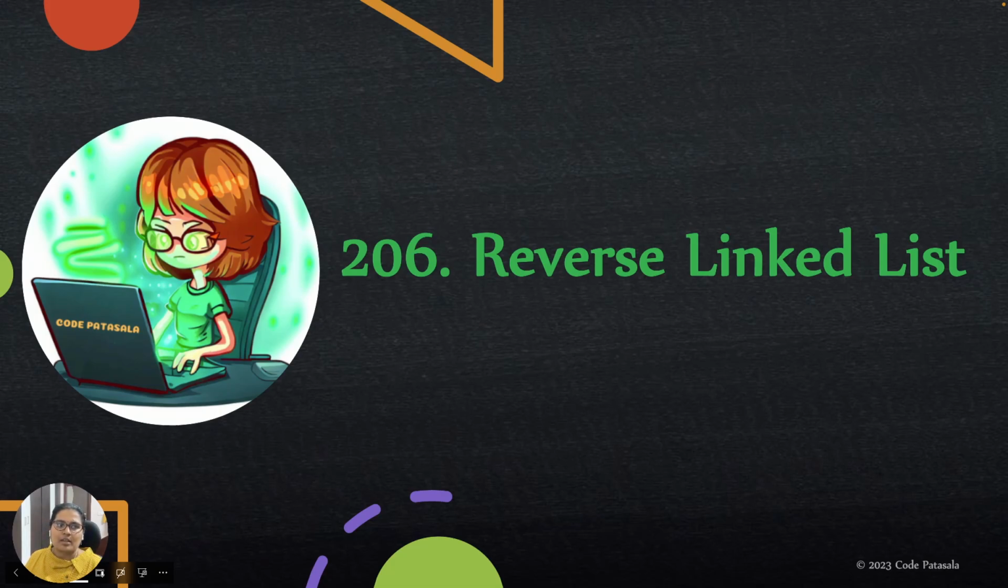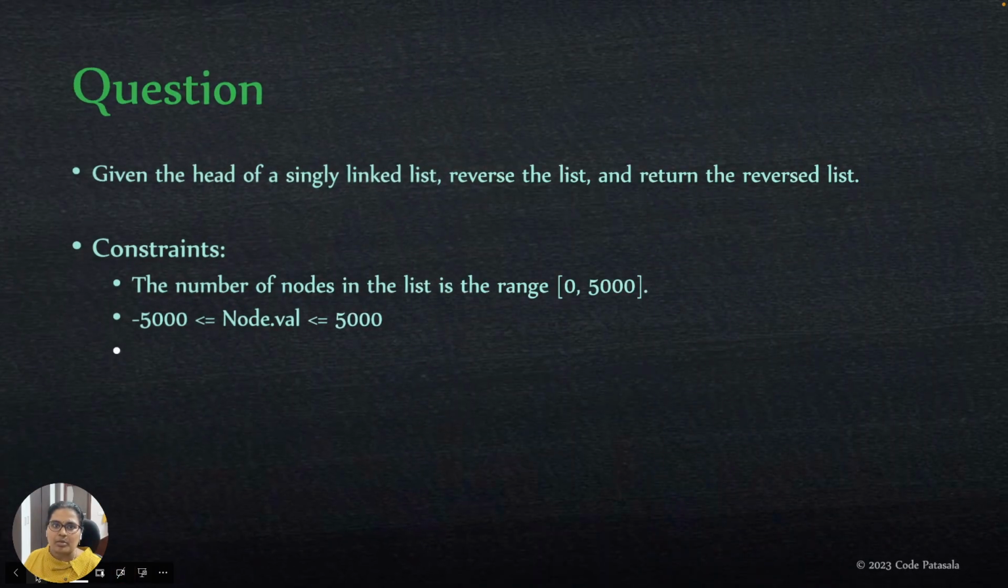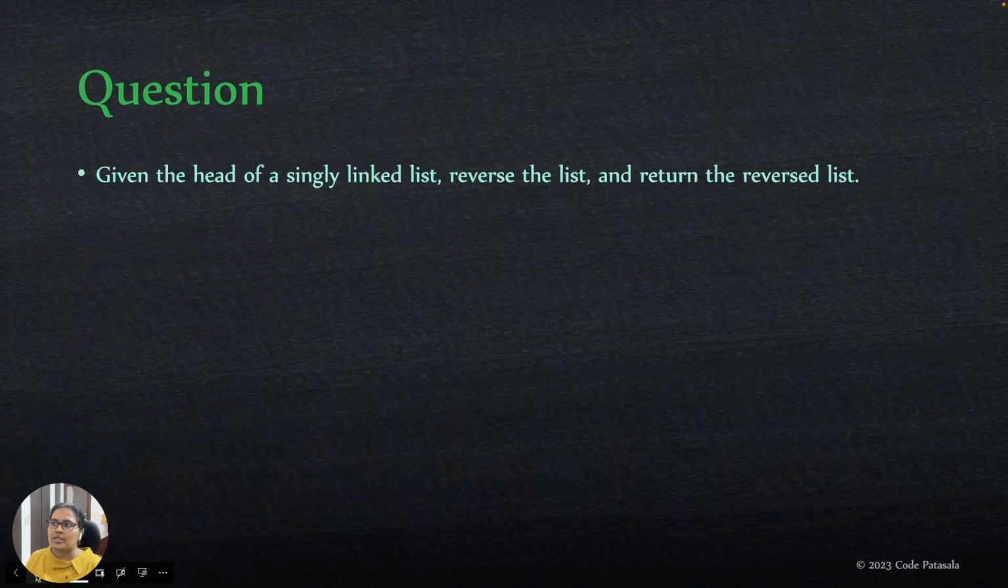Hi students, today we are going to solve the reversing a linked list problem. Let's look at the problem statement first. The problem statement says we are given the head of a singly linked list. We have to reverse the list and return the reversed list. So it's a singly linked list.